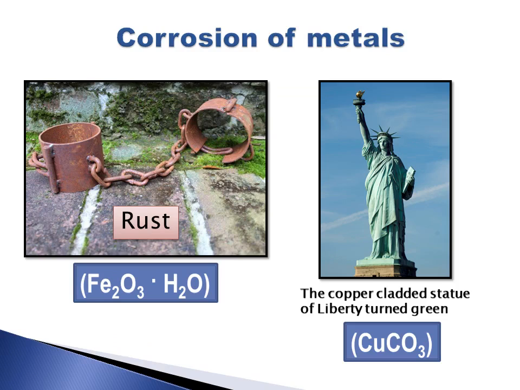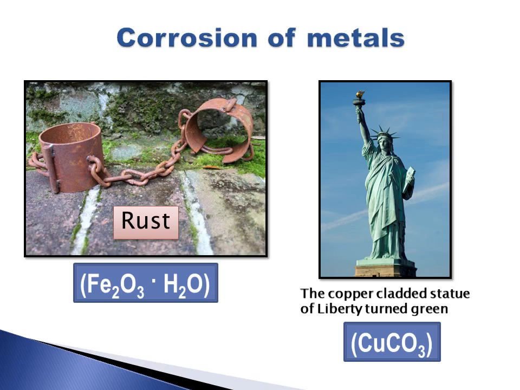Corrosion of metals. First, let us see what corrosion is. The process in which a metal is destroyed gradually by the action of air, moisture, or a chemical like an acid on its surface is called corrosion.